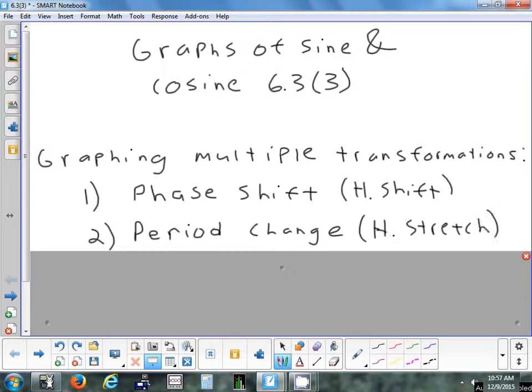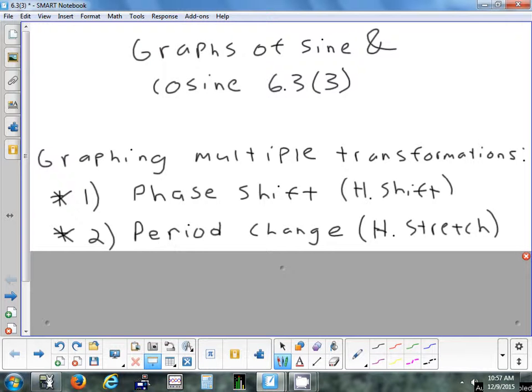And what's special about these two things? All the horizontal stuff. They both only affect the x values, but there's something you want to be very careful of when you have these two. They do the opposite of what you would expect.